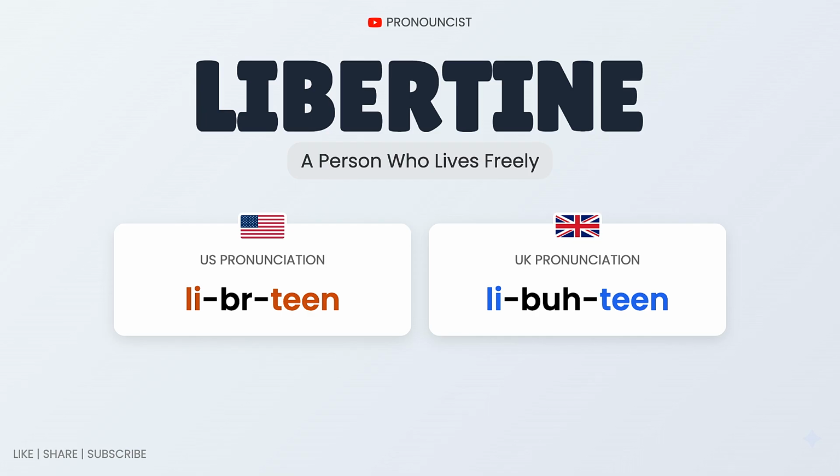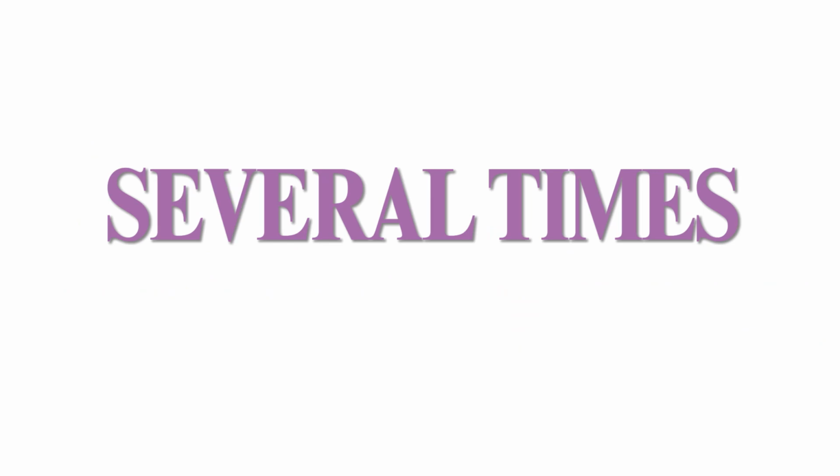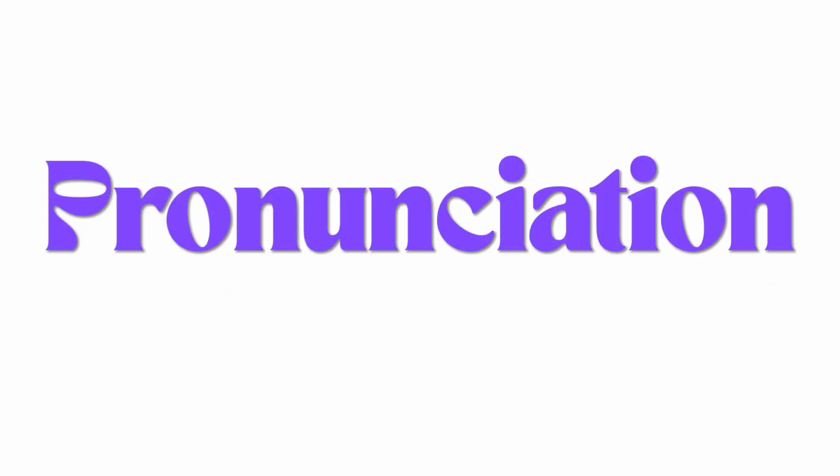Practice repeatedly and you'll soon be able to say this word perfectly. The best way to practice is to repeat the syllable multiple times. The meaning of the word is a person who lives freely. Try repeating this word several times to improve your pronunciation.